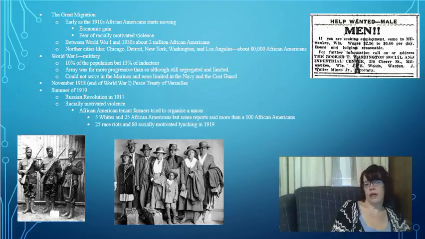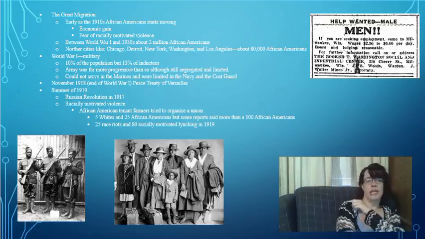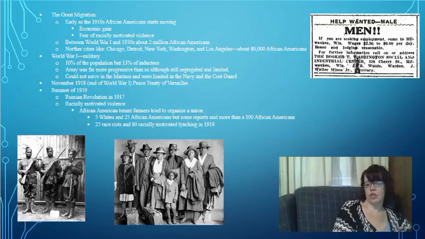So then, the second piece is the fear of racially motivated violence. As I said, last week we talked about lynchings and some of the issues that we see in the South, and the hope was that the North was maybe a place with less racism and less effective Jim Crow laws and other things that come out of racism and racially motivated violence. Between World War I and the 1930s, about 2 million African Americans moved north.